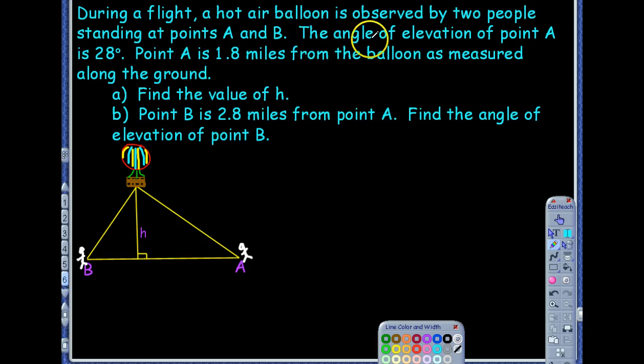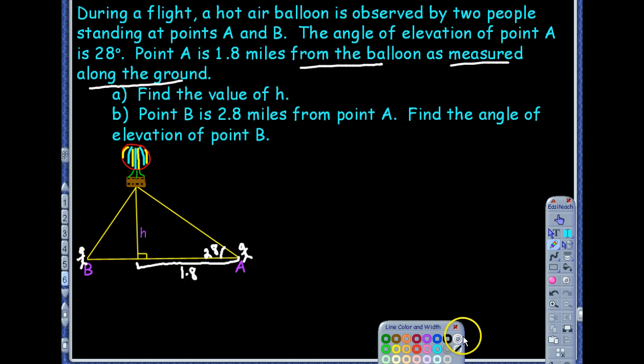And it says the angle of elevation, which we've talked about before. It's the line of sight that your view would take from ground level going up to what you're looking at. So that would mean angle A is 28 degrees. The angle of elevation from point A is 28. Point A is 1.8 miles from the balloon as measured along the ground. So we're measuring along the ground, looking up at the balloon. So really, this measure right here is 1.8 miles.